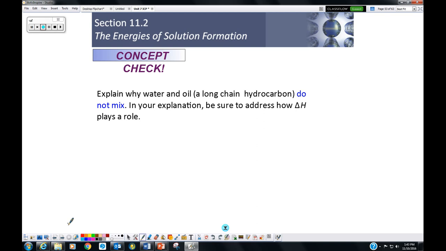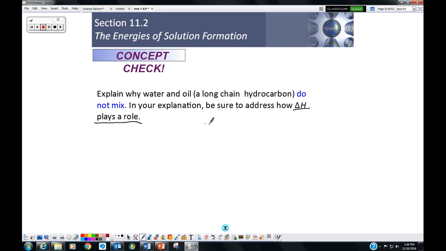All right, so we're going to look at this question right now. Explain why water and oil, a long-chain hydrocarbon, do not mix. We already saw this demonstration earlier in class. So in your explanation, be sure to address how delta H plays a role. So we just kind of talked about this. If they're not going to mix, what's the overall delta H going to be? Nothing. Zero. They're going to cancel.